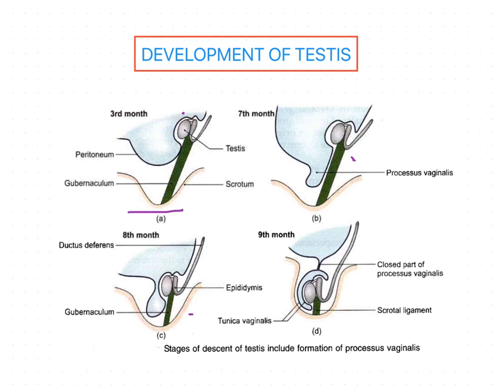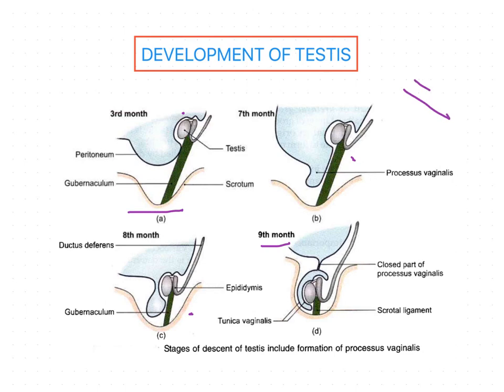By the 8th month, it reaches the superficial inguinal ring. Okay. And it reaches the bottom of the scrotum at the 9th month. Okay. So, these are the various stages of descent of the testis during intrauterine life. Normally, the descent of the testis into the scrotum starts from the 2nd month of intrauterine life. It reaches the iliac fossa by the 3rd month and it rests at the deep inguinal ring.